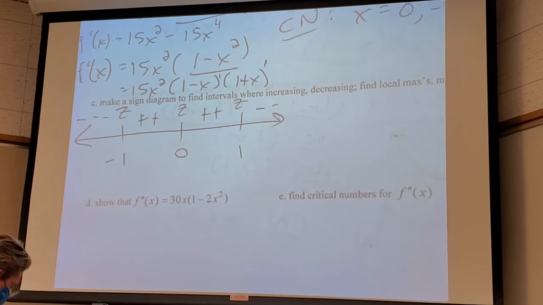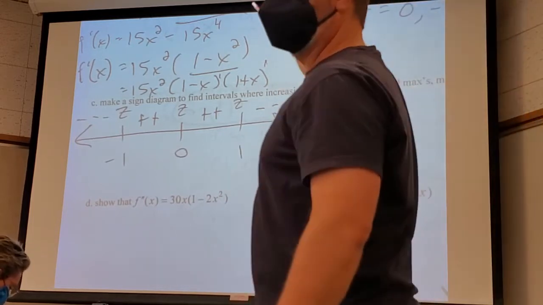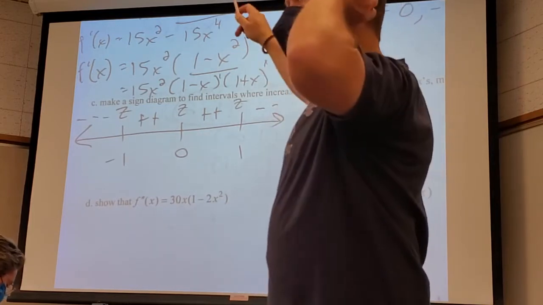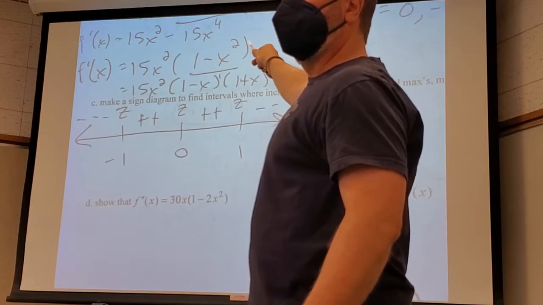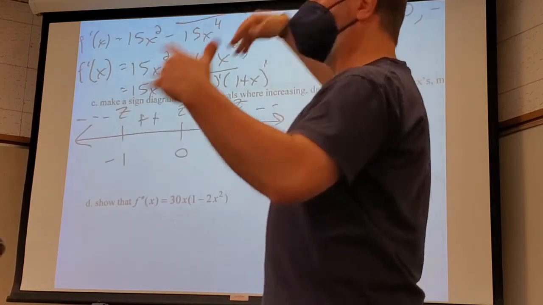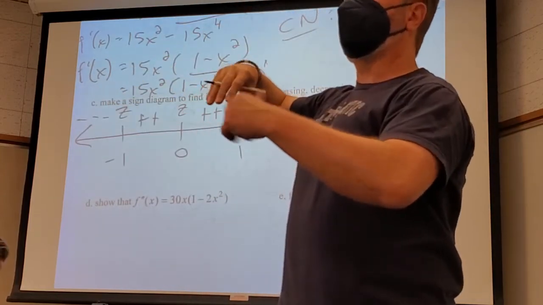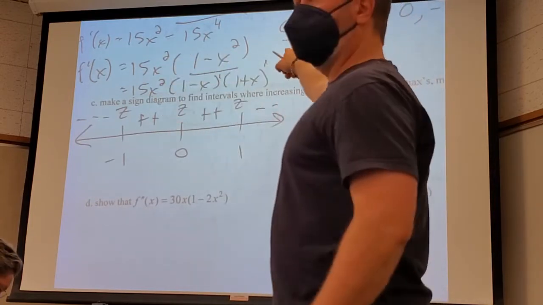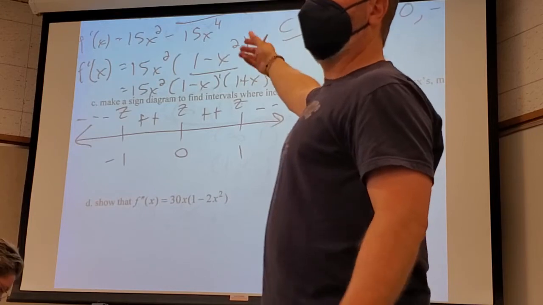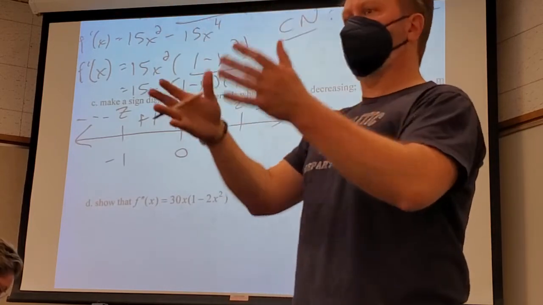Wait. So 0 is a critical number? If I make x 0, there's an x squared. It makes the whole thing 0, right? So it's not undefined. The x is not on the bottom. If it was 15 over x squared, then 0 would be a critical number because it makes it undefined. But this is still a polynomial, right? And a polynomial can't, by definition, be undefined anywhere.